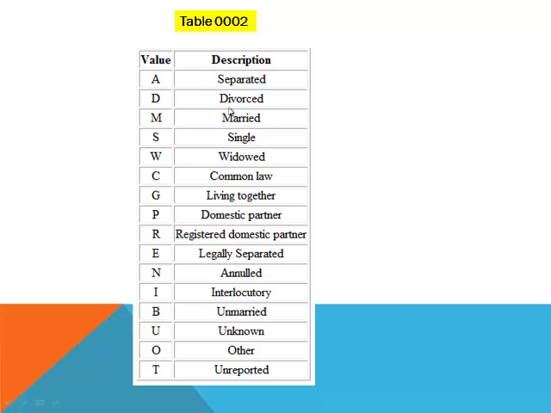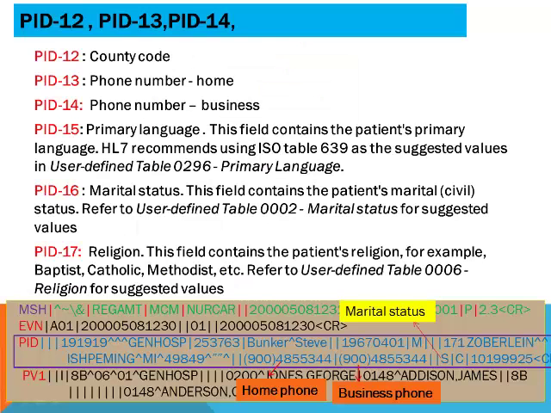For example, A means separated, D means divorced, M is married, S is single, W means widowed, and C means common-law, G means living together, P means domestic partner, R means registered domestic partner, E means legally separated, N means annulled, and so on. That means you can put here, for example, S, which means single.